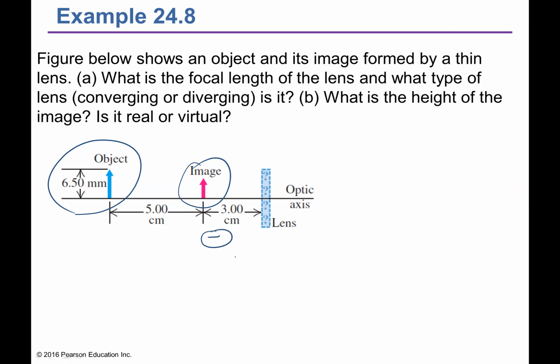What type of image is it? Well, it's upright. Okay, it's a virtual image, upright. So what type of lens should we have over here to give us an upright virtual image? Because both of the lenses can give us an upright virtual image.